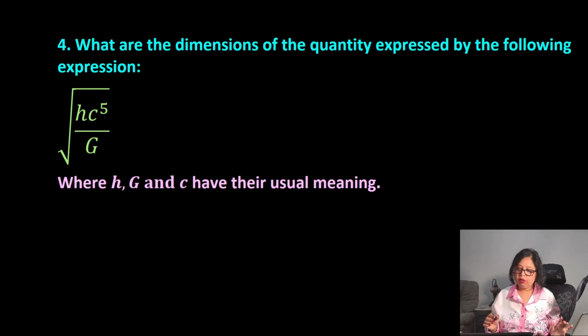Problem number 4. What are the dimensions of the quantity expressed by the following expression? The expression is given here in green color. Square root of h times c to the power 5 divided by g, where h, g, and c have their usual meanings. H is the Planck's constant, g is the universal gravitational constant, and c is the speed of light.